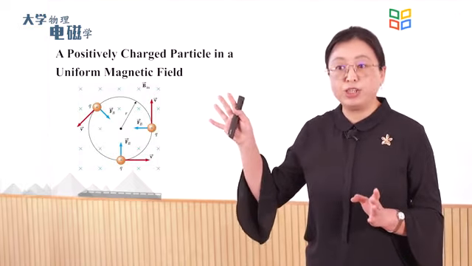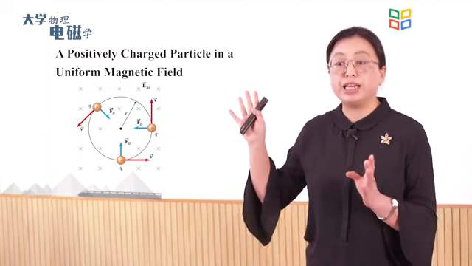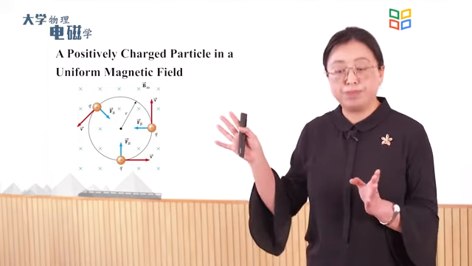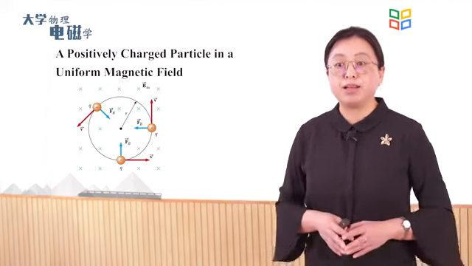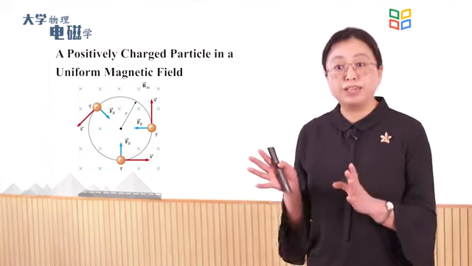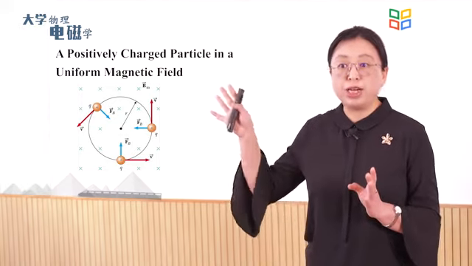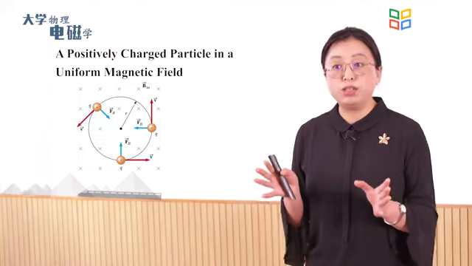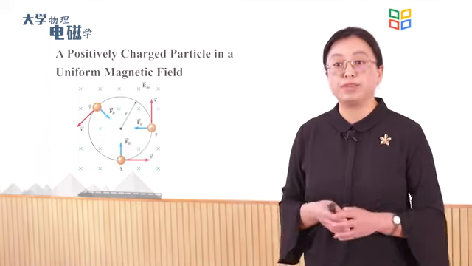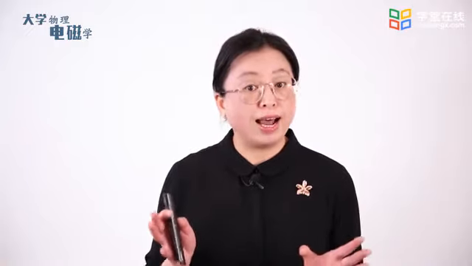A positively charged particle is moving in a uniform magnetic field. The initial velocity is perpendicular to the field. The direction of the magnetic field is into the page as shown in the figure. In this case, let's analyze the motion of the particle in the field. To determine the motion, firstly we should analyze the net force on the particle.